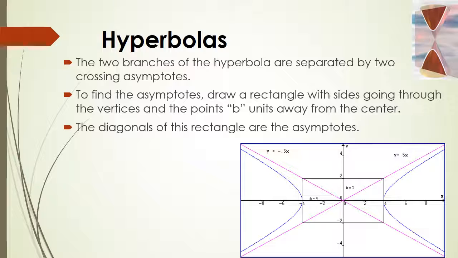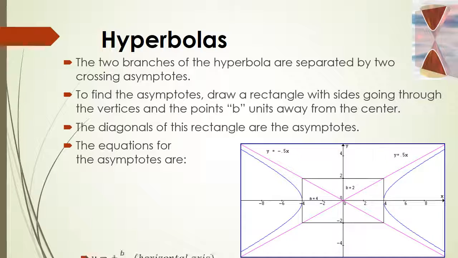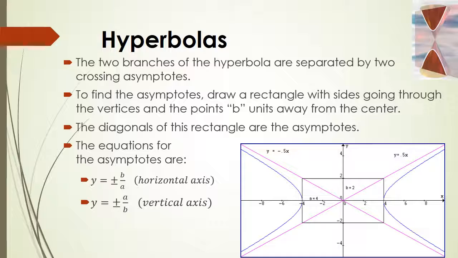And we did this last year, so hopefully you remember that. The equations are y equals plus or minus b over a if it's horizontal, and y equals plus or minus a over b if it's vertical.